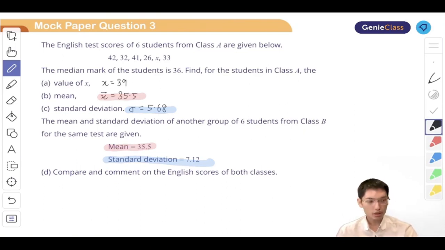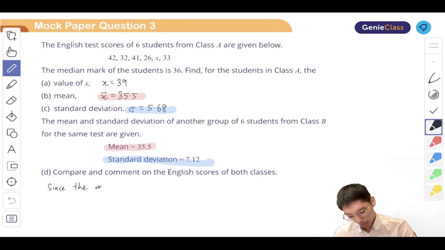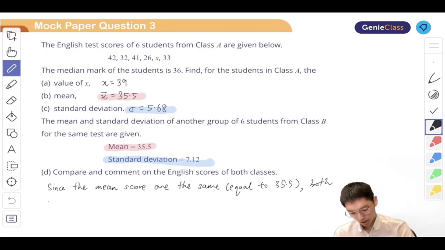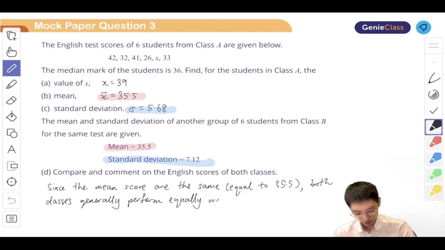In this case, how would we write it down? Time is a little bit constrained here, so I'll just provide an explanation. If I were to compare the performance, because the mean scores are the same, both equal to 75.5 over here, the performance is equally well. So both classes generally perform equally well. Okay? Generally perform equally well. That's the keyword over here.